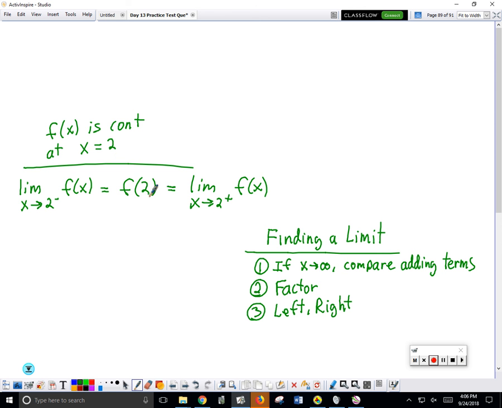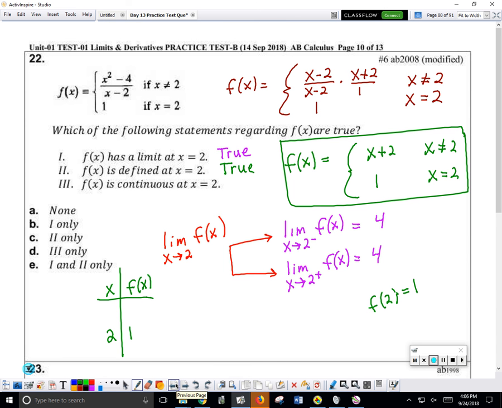Is this true for the problem we're working on? Let's get Reese to look at it. Well, if x equals 2 is 1 and both of the limits are 4, then is it not true? Correct. If I were trying to draw a picture of this graph, here's what I'd get. A little less than 2, the y-coordinate's really, really close to 4. A little more than 2, the y-coordinate's really, really close to 4. Right at x equal 2, the y-coordinate is 1.